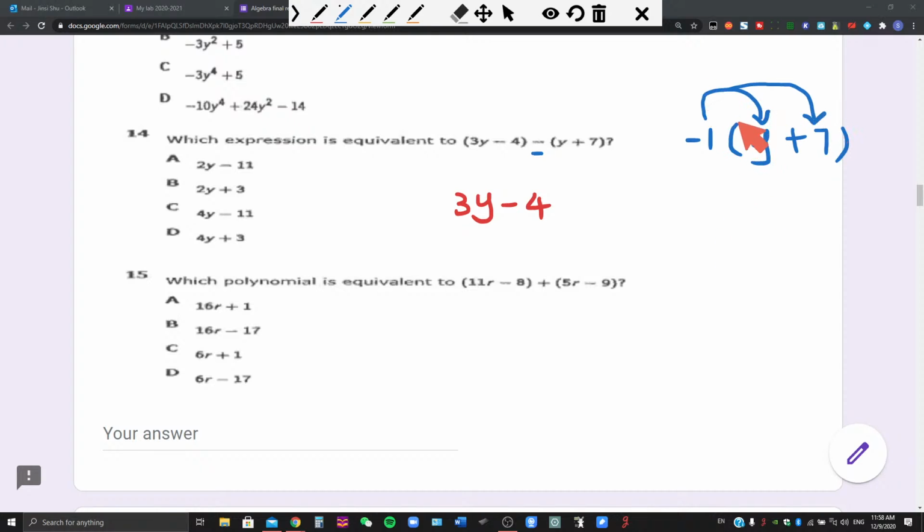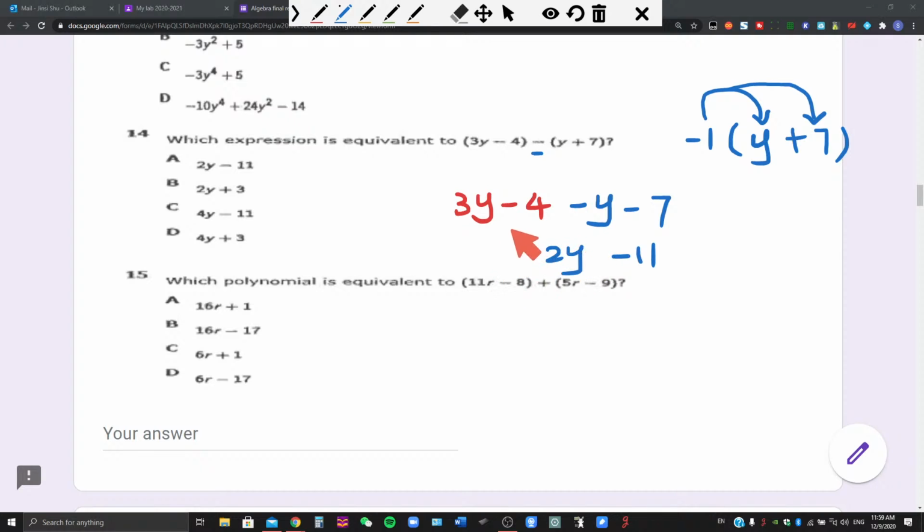So this will become a negative y. And then a negative 7. Okay? So this negative sign means you're going to use a negative 1 to multiply everything inside. Therefore, it will be negative 4 subtract 7. That's going to be a negative 11. And 3y subtract 1y will be 2y.